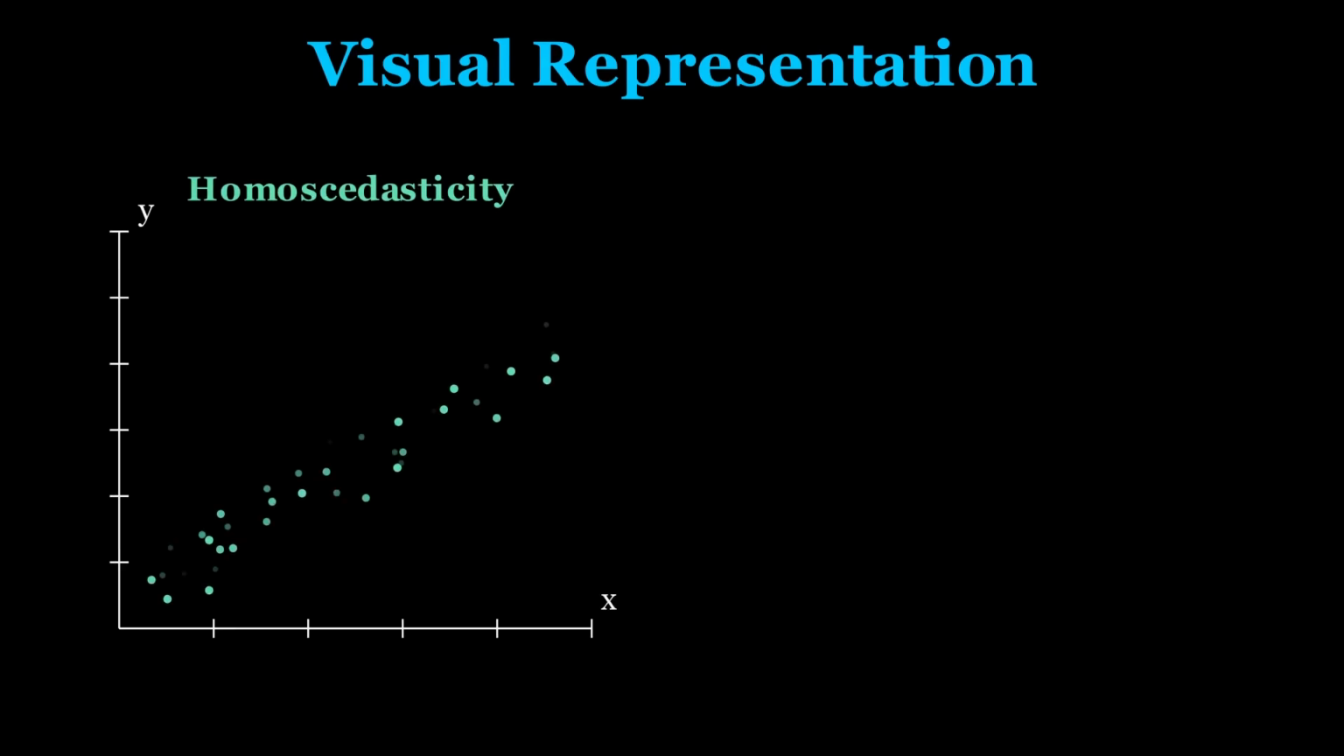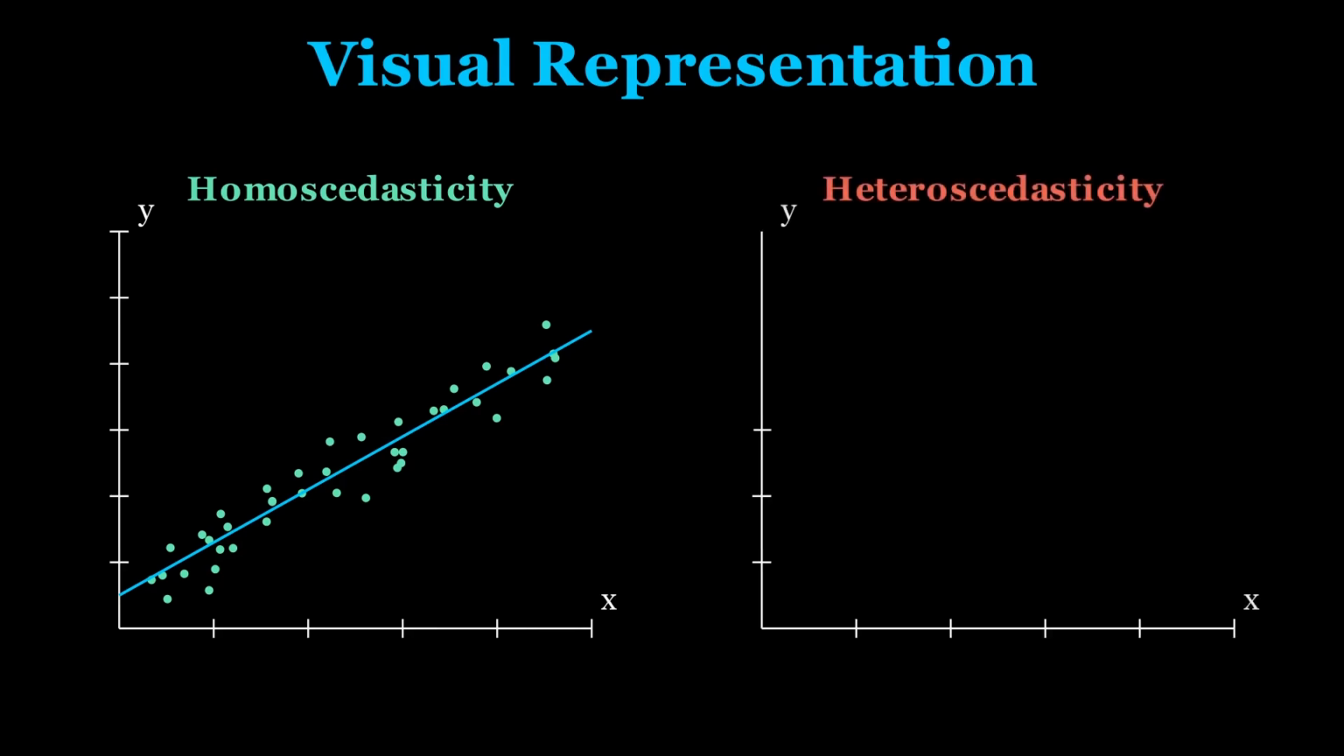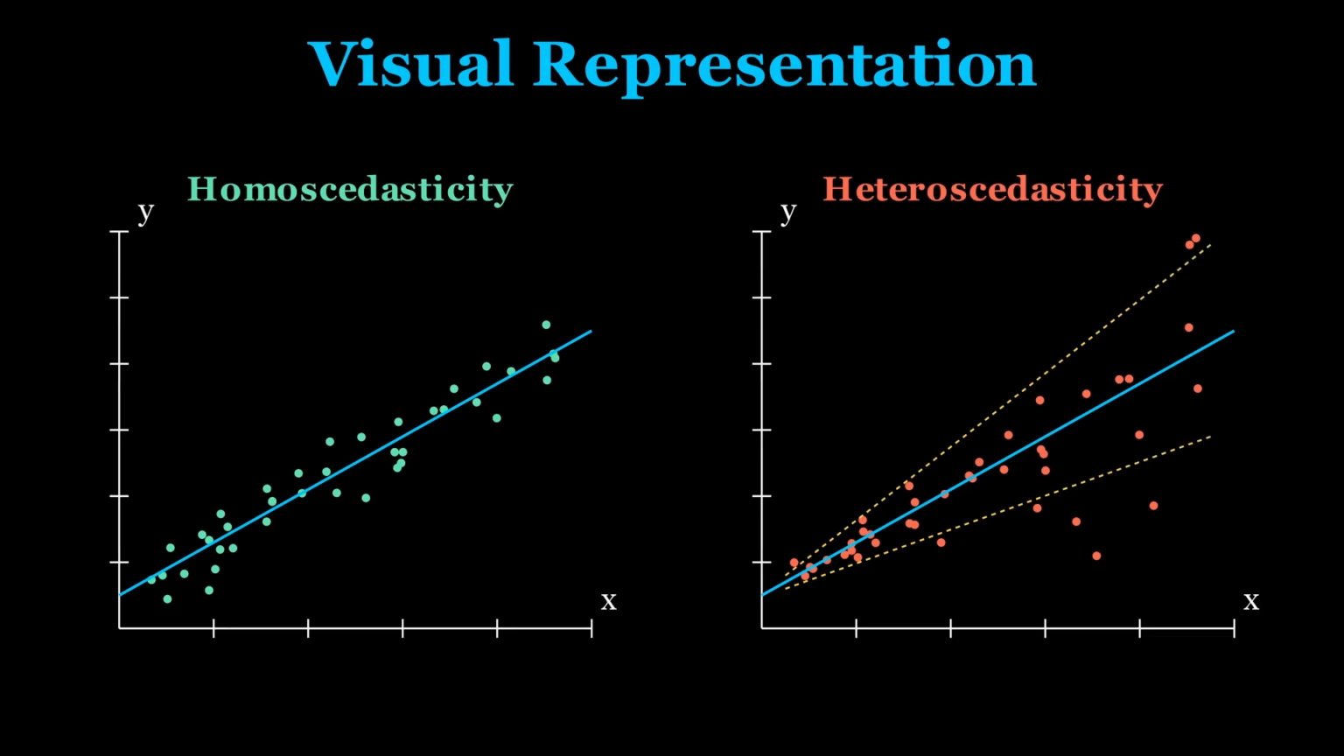First, the homoscedasticity plot. The residuals are scattered evenly around the regression line, with no pattern and a consistent spread across the entire range of the predictor variable. Now compare that to the heteroscedasticity plot. Here, the spread of the residuals changes with the value of the predictor. Notice how the points hug the line tightly on the left, but fan out as x increases.